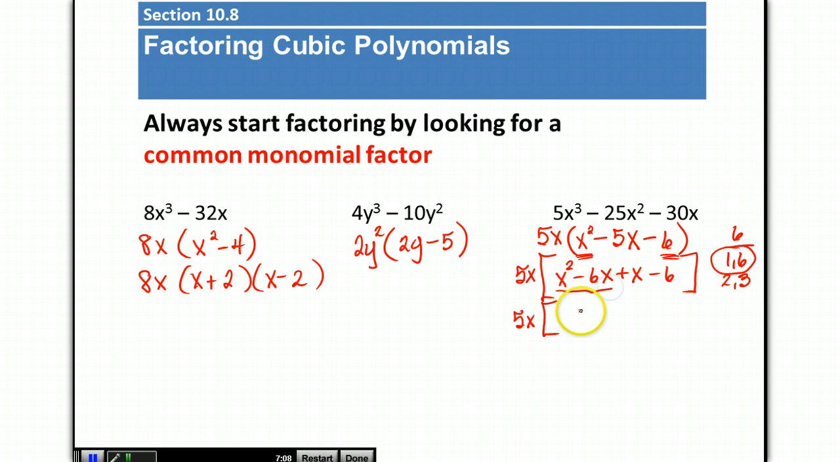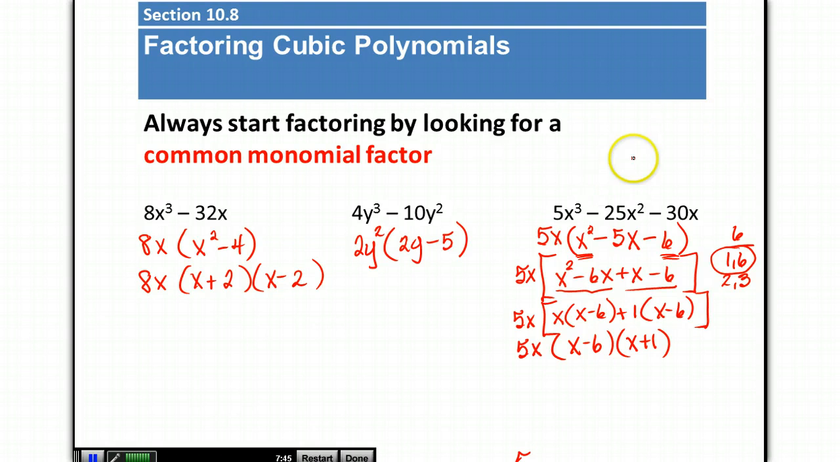What do these first two terms have in common? X. We factor out an x, and what do we have left? X minus 6. Good. And the next two terms, what do they have in common? So if we say nothing, what does that really mean? A 1. So we take out a plus 1, and we have x minus 6 in common. So we have our 5x out front. They both have an x minus 6 in common, and what goes in the other set of parentheses? X plus 1.